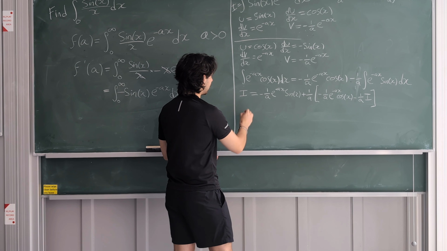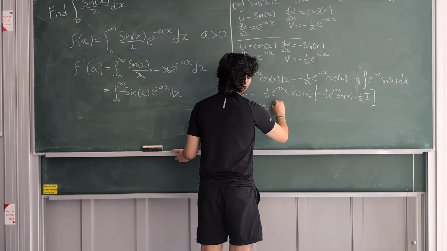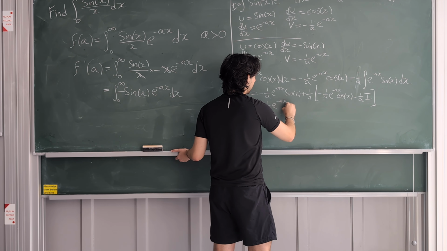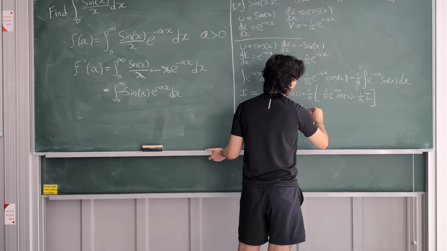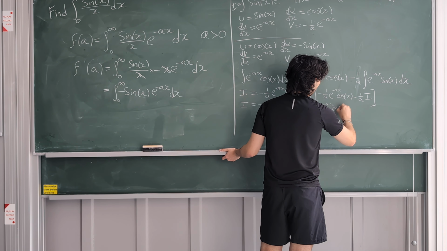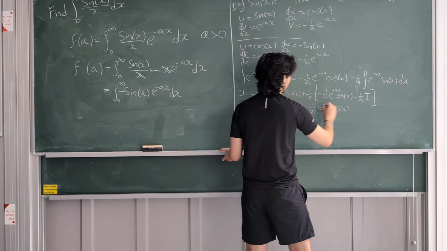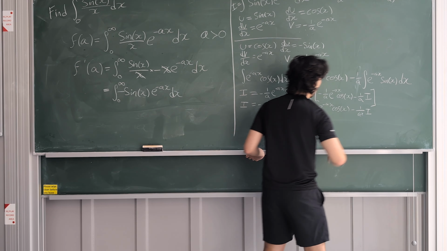And then if we just rearrange this a little bit, then we get I equals minus 1 over a e to the minus ax sine x, and then we've got minus 1 over a squared e to the minus ax cos x, and then that's going to be minus 1 over a squared times I.